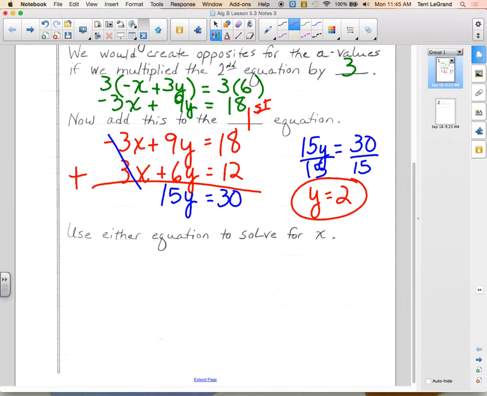Now it says use either equation to solve for x. In other words, you get to pick which equation you want to use. Make a good choice. I'm going to suggest today, how in the past I said you could use any of the equations, the new renamed one or the two original ones. I'm going to suggest don't use the new renamed one because we just created bigger numbers in it. That's going to cause you more work.